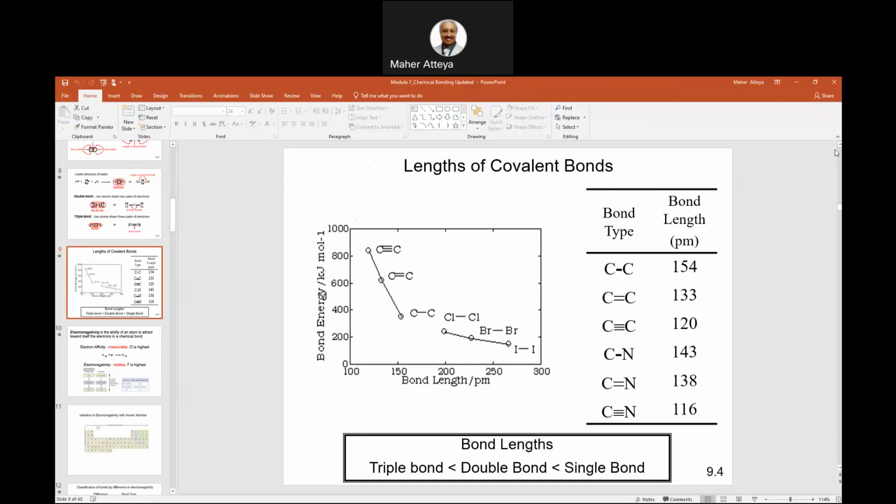And the double bond, you also cannot rotate it easily, but it is moderate. But the triple bond is always difficult. You cannot break it and you cannot rotate it. So it's not easy to rotate.